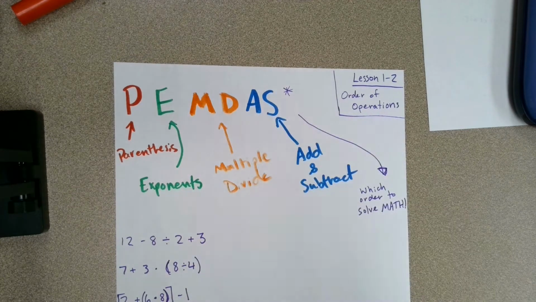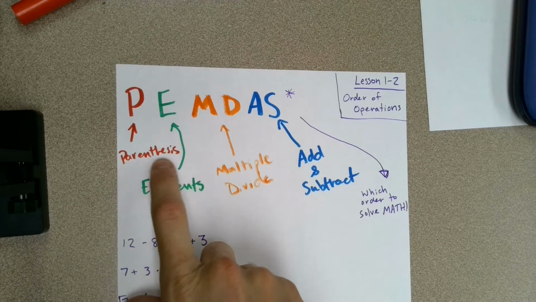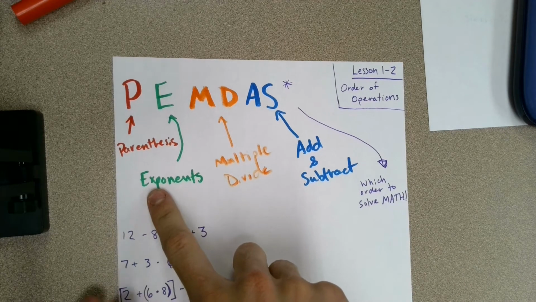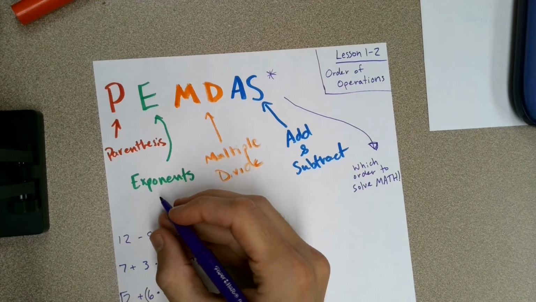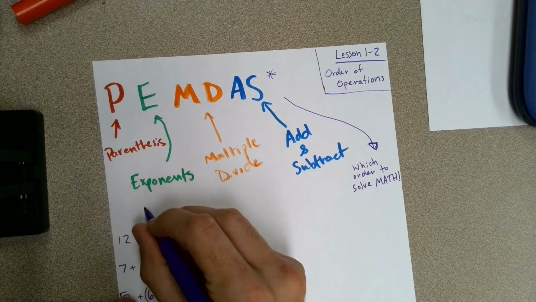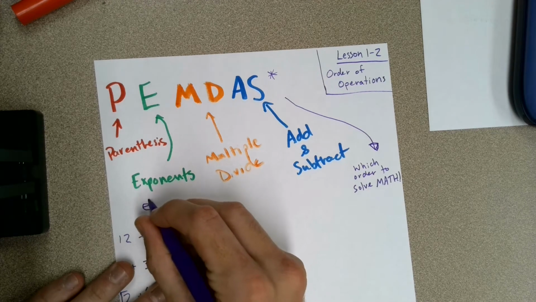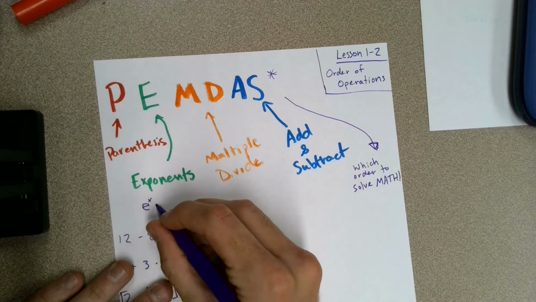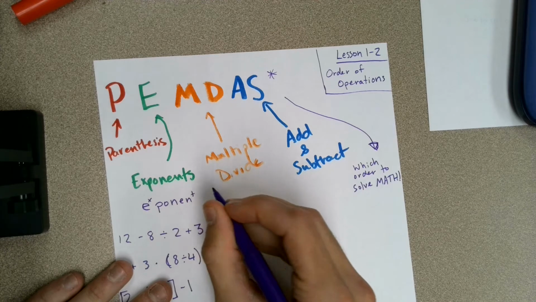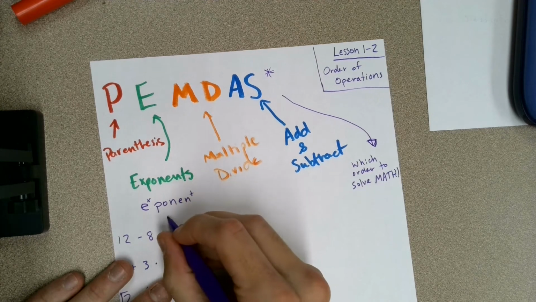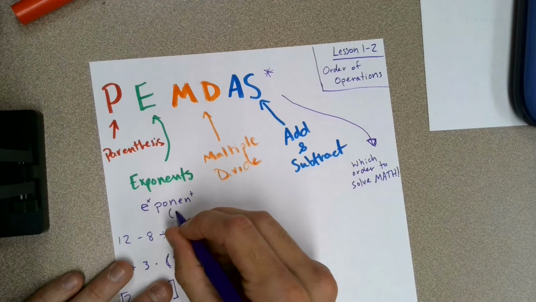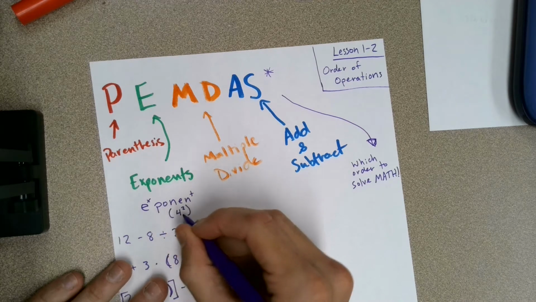P-E-M-D-A-S. That means what you start with is parentheses. I'm sure you know what a parenthesis is, but maybe you haven't seen it in math, so we'll get to that later. An exponent is something that looks like this. This is how I like to write exponents, to give you a little hint. They're the little numbers that go up on top, like the square root sign, exponent. There's my little hint for you. An example of that would be like 4 squared. That would be an exponent.